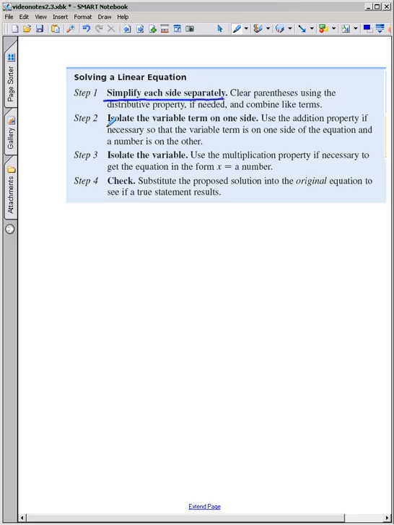Then we have to isolate the variable term on one side. In other words, eliminate it from one side of the equation. The way we're always going to do that is use the addition property so that the variable term is on one side of the equation and the number is on the other. Then we isolate the variable, meaning that if there's something added or subtracted, we need to move it to the other side of the equation. Or if there's something multiplied by it, we're going to have to divide to get the variable by itself. And then we can always check to see that the number we plugged in is the correct answer.